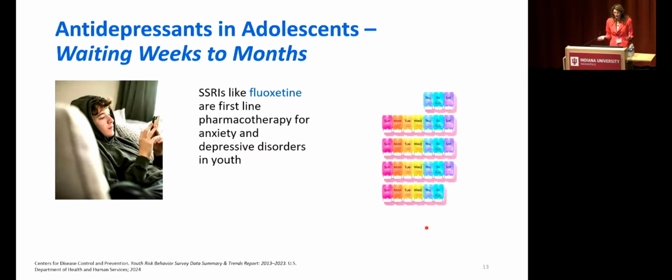So let's start with mental health. That's where the majority of my work focuses on. And we know that anxiety and depression are unfortunately common in youth. Up to 1 in 5 experience a major depressive disorder during their teenage years. And selective serotonin reuptake inhibitors, like fluoxetine, are the first-line pharmacotherapy for these conditions.